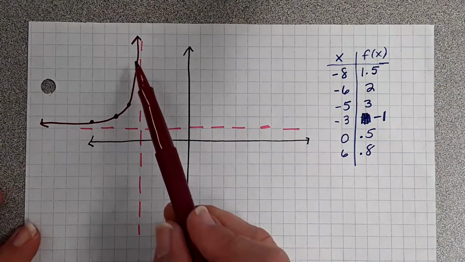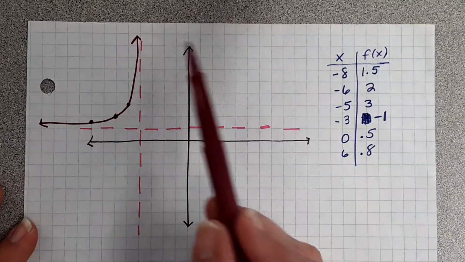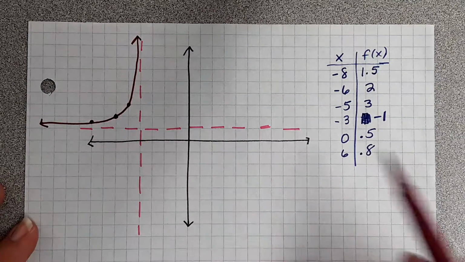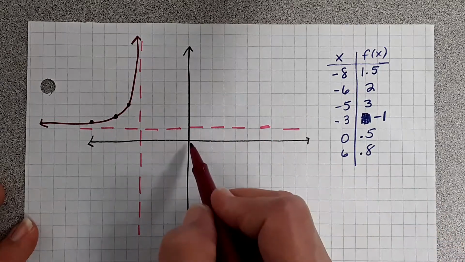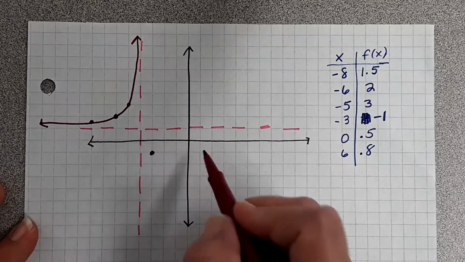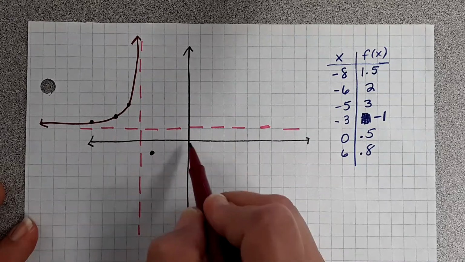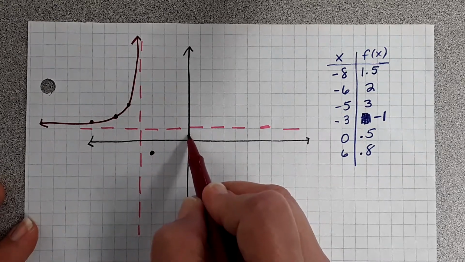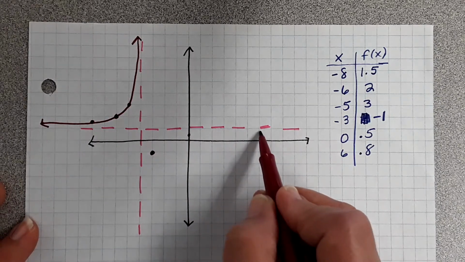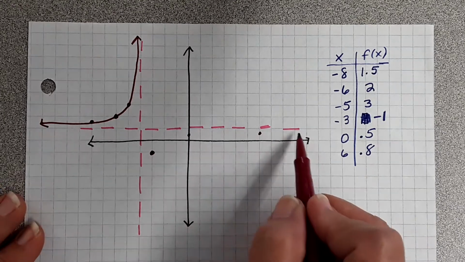Now, if I have one part of the function here, my other part of the function should be down here. Now let's graph this one. So -3, -1, 1, 2, 3, -1, 0, 5.5, and then 6, 1, 2, 3, 4, 5, 6.8.